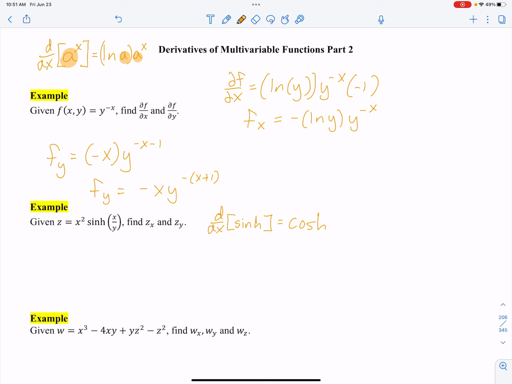Like I said, any of these weird derivatives, I'm going to give you a table. You'll be fine. Okay, so we're following that rule, and they want us to find the partial with respect to both. So I've got x squared times hyperbolic sine of x over y. Now notice that x is in this term and in that one, which means I've got to do a product rule. So I'm going to write this out to help us not mess it up.